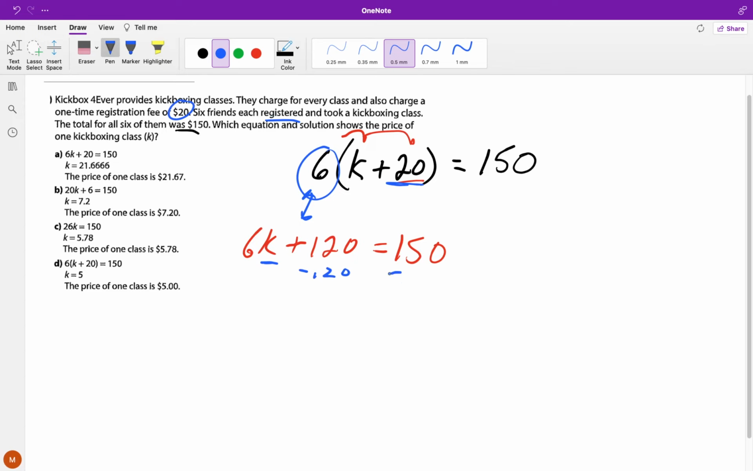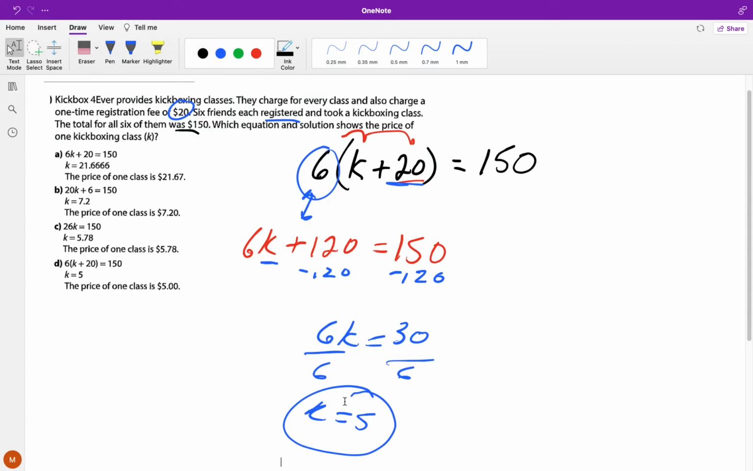So from here, we're solving. We subtract 120 from both sides. So 6K is equal to 30, divided by 6. So K is equal to 5. So it means each kickboxing class costs $5. So D will be our answer. And this is how we would represent it as an equation.